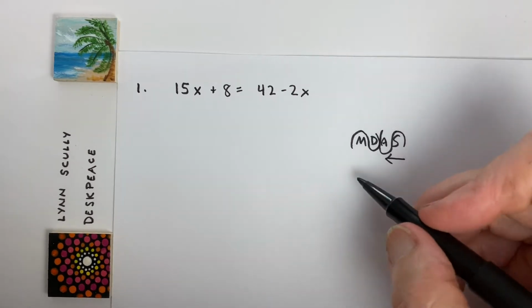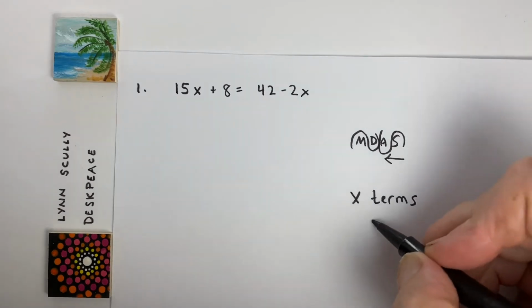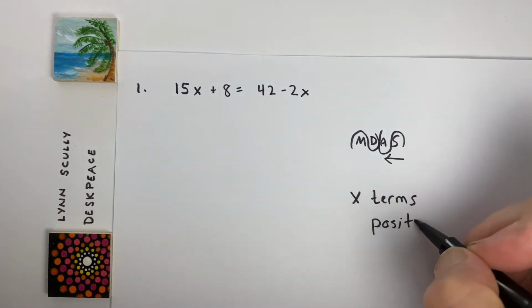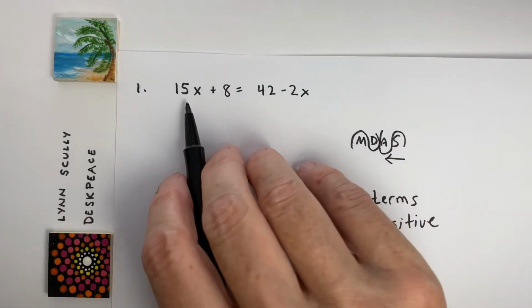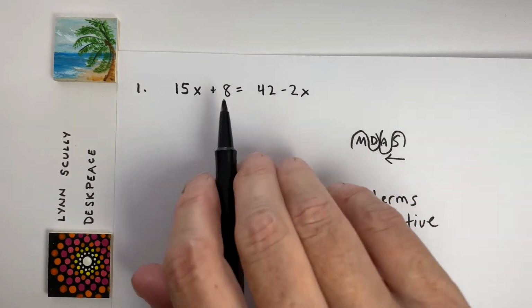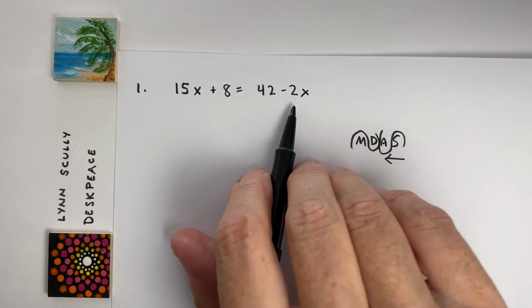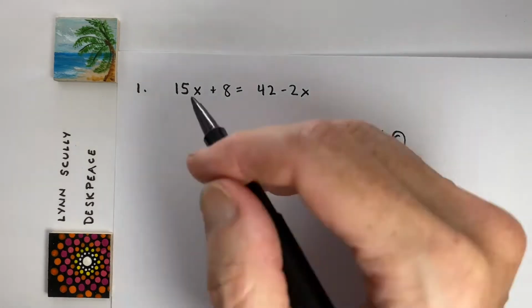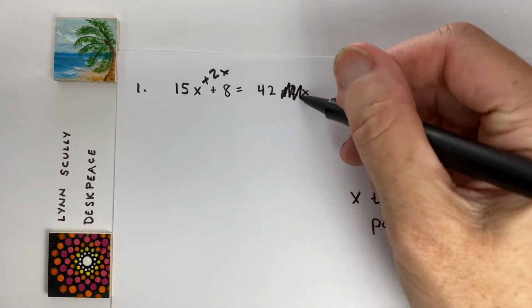And our goal is to get our x terms, that means everything with the x, positive. So we make sure we choose to move it to the side that will keep it positive. This makes our life easier. So I see 15x and minus 2x. I'm going to move everything over to this side. This minus 2x is attached by subtraction, so I'll move it by addition to this side, and it's gone.